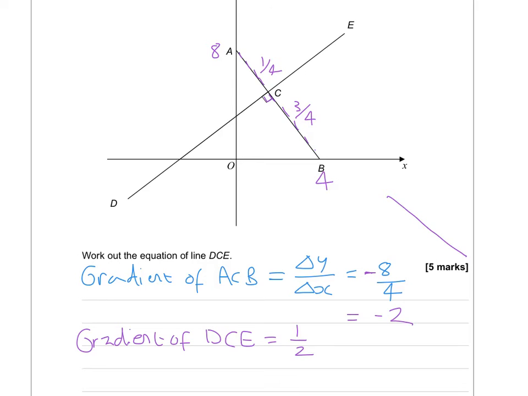So we now have the gradient of DCE, which means that this line here must begin y equals 1/2 x, and then there's an extra component, which of course is its y-intercept, so we need to find out what this value here is. To do this, we need a point on the line, and it's this point here, C, that we can find. Now, because the ratio of AC to CB is 1 to 3, the coordinates of C are going to be 1/4 of the way along the distance from O to B, which means that the x-coordinate of C is 1.